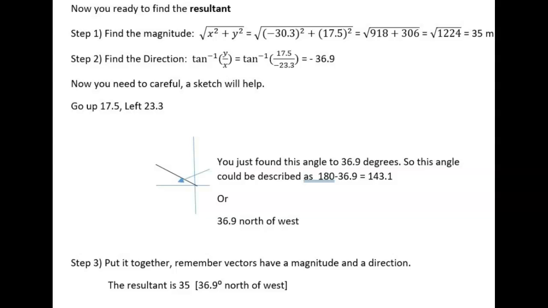The final answer. Finding the resultant is 3 steps. You have a total x and a total y. So you now have a right triangle. First, you find the magnitude, or the hypotenuse, by Pythagorean theorem. Second, finding the direction of the magnitude is arctan, inverse tan of the y component divided by the x component. Finally, you put the two together. You are done.